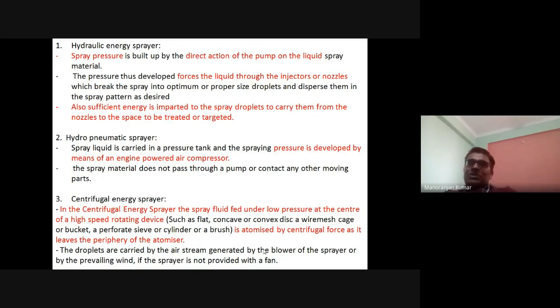Here, the droplets are carried by the air stream generated by the blower of the sprayer or by the prevailing wind if the sprayer is not provided with a fan. So this is the third type of sprayer.